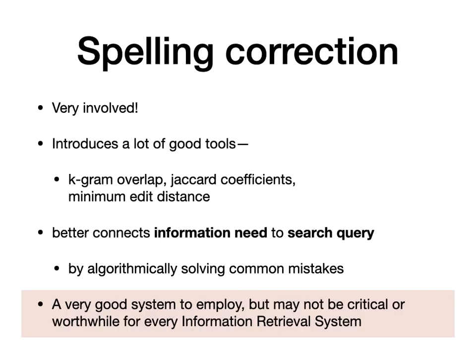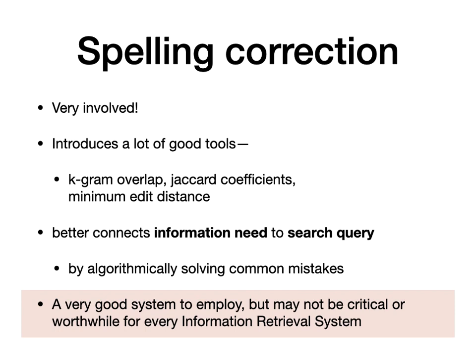So that's spelling correction. You now have an understanding, I hope, of how the algorithms work to produce spelling correction suggestions. As we said, it's quite involved, right? But it introduces a lot of really good tools, understanding how to numerically process words and terms and strings. We're looking at things like k-gram overlap, Jaccard coefficients, minimum edit distance, good stuff. And it's all in service of our primary idea, which is to connect.